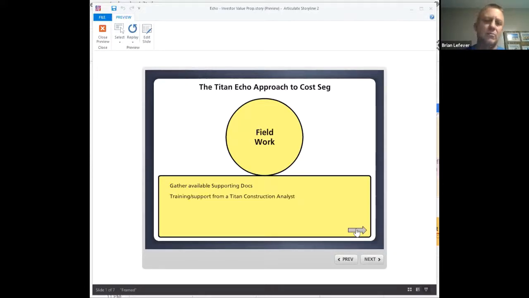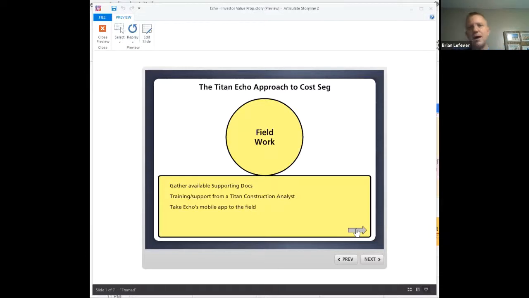Then we're going to train you. We're going to connect you with one of my construction analysts. I got a team of engineers here in Denver, and this is all they do. So you have remote support, whatever you need. We also have a knowledge base built into the software, so you can be self-taught if you want. You can teach yourself this at your own pace, at night, on the weekends.